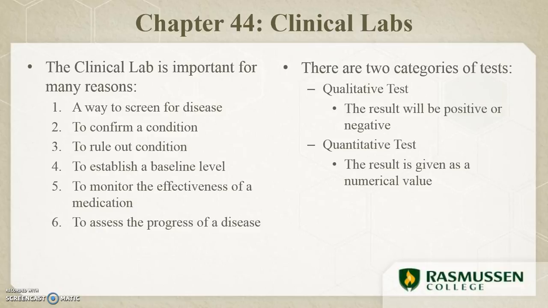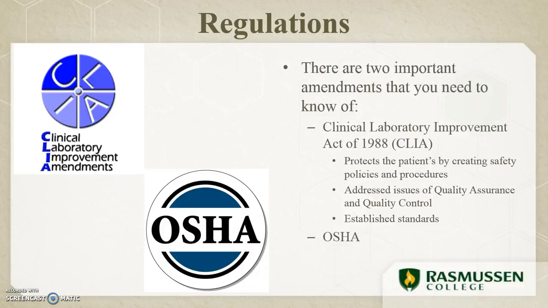Now, on the flip side of that, a quantitative test is one that will give you a numerical value as a result. This will also give you a range that will be normal and a range that will be abnormal. So an example of this would be a glucose test or maybe a CBC. Those will all give you a numerical value, and it will also give you a range of what is normal and what is abnormal.